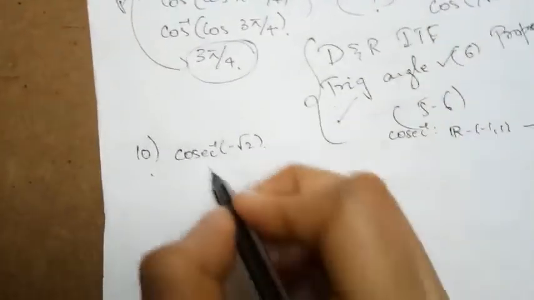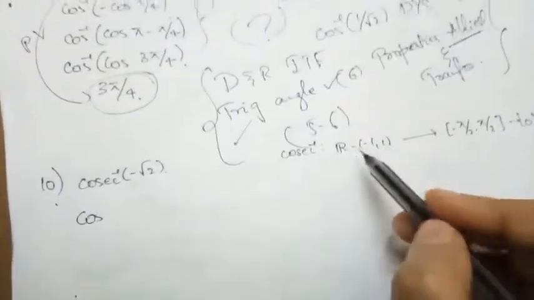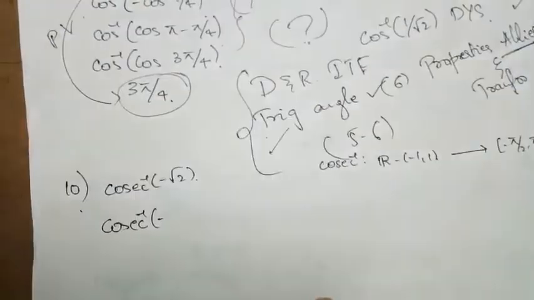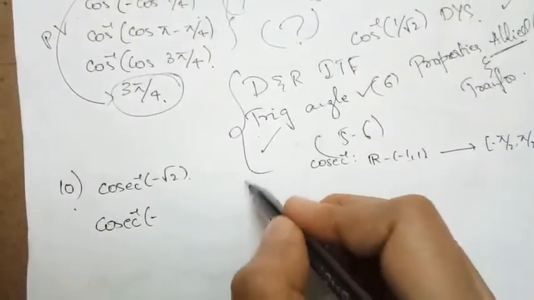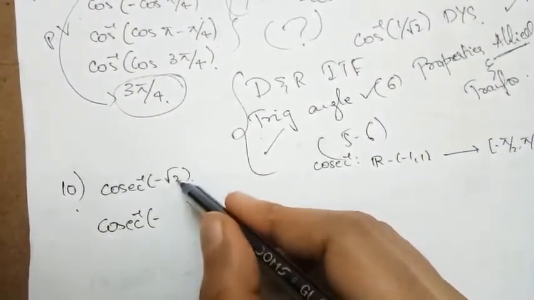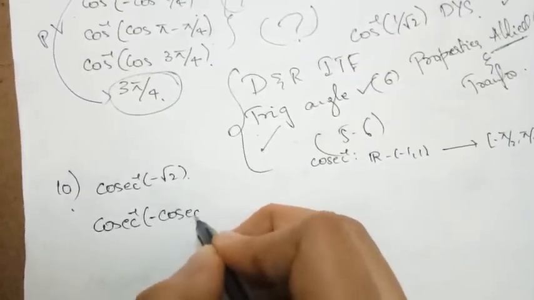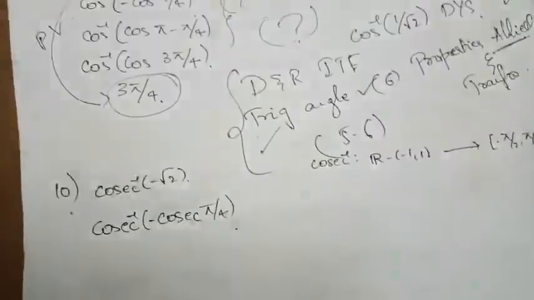Next is cosecant inverse of minus root 2. How do we handle cosecant inverse functions? We already know the domain and range. So cosecant inverse of minus root 2, which angle gives root 2? Sine of pi by 4 is 1 by root 2, so cosecant of pi by 4 is root 2.